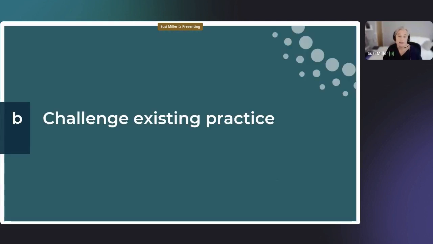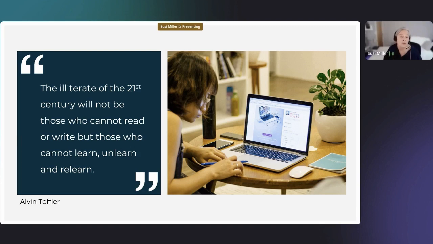The second reason that I've identified that leads to better learning practitioners is because it forces them to challenge their existing practice. The best way I've found of describing what happens when you find out about accessibility as a learning practitioner comes from a quote from the writer Alvin Toffler. Now, he once said, "The illiterate of the 21st century will not be those who cannot read or write, but those who cannot learn, unlearn, and relearn."